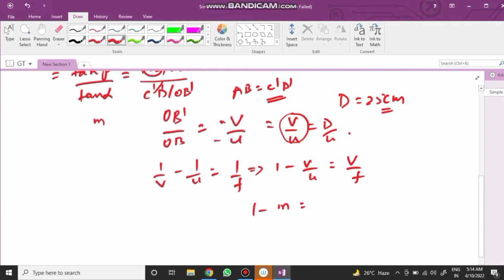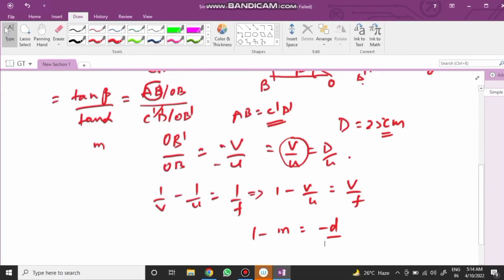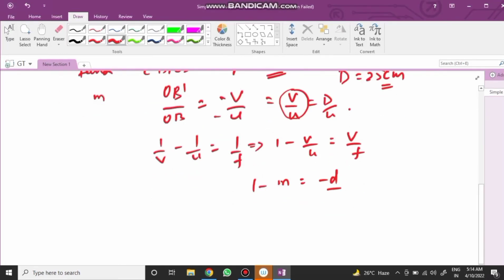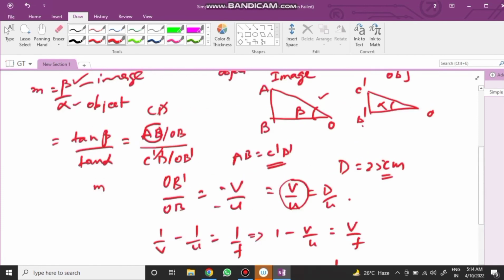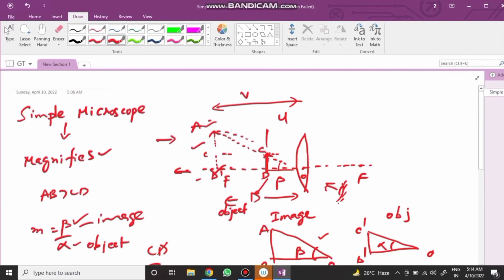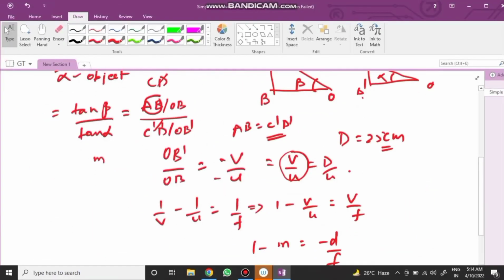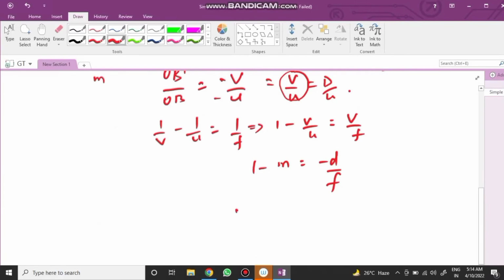Now V is equal to minus D, and focal length is a positive quantity for a convex lens, because both are in the same direction, so it is positive. So this becomes M is equal to 1 plus D by F. This is the formula to calculate the magnification of a simple microscope.